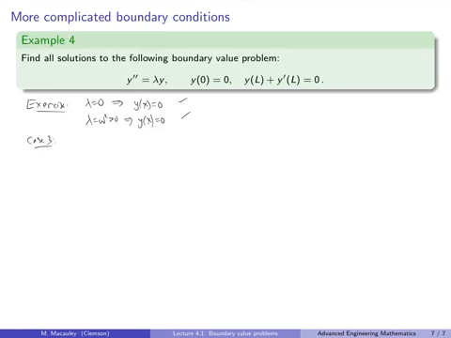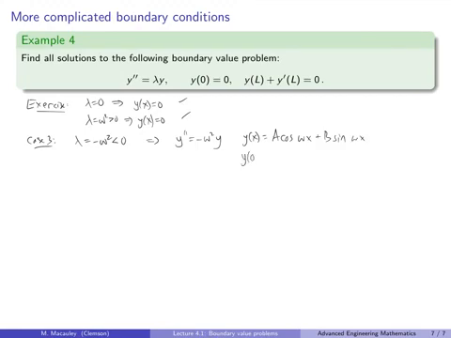This is the interesting case. When lambda is negative, so let's say negative omega squared, and now we get y double prime equals negative omega squared y. So you know the general solution to this. You know this is y of x equals a cosine of omega x plus b sine of omega x.